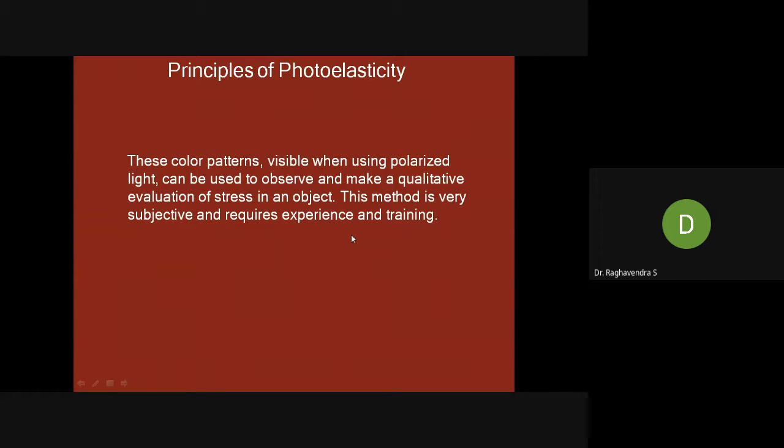Okay. So these color patterns visible when using polarized light can be used to observe and make a qualitative evaluation of the stress in an object. This method is very subjective and requires experience and training. Of course, you cannot do it in a single attempt. You cannot say that you'll find it exactly. Once you do one or two trials, you should become a master in that, including mounting, fixing the polarizer, analyzing, and you should check whether we are doing it in a proper method. All this requires skill and expertise.